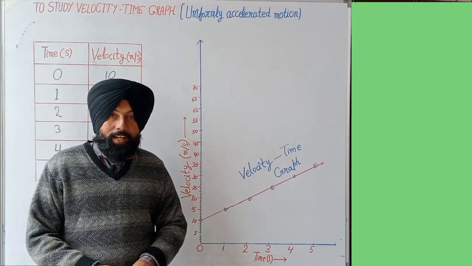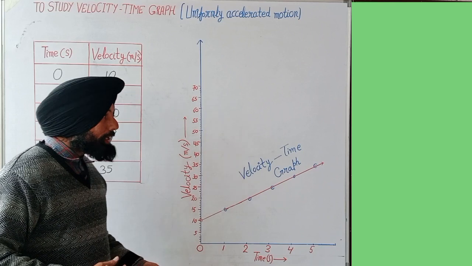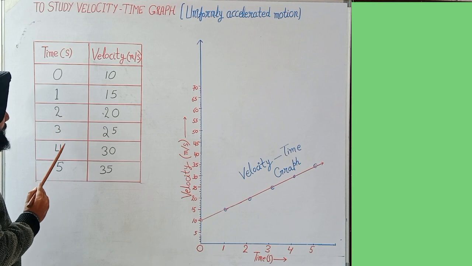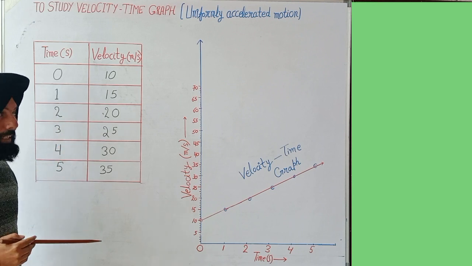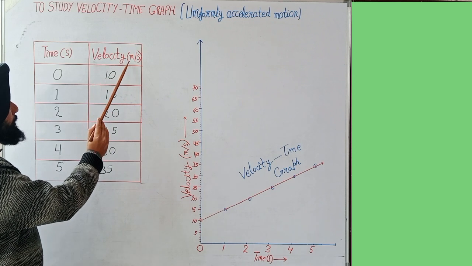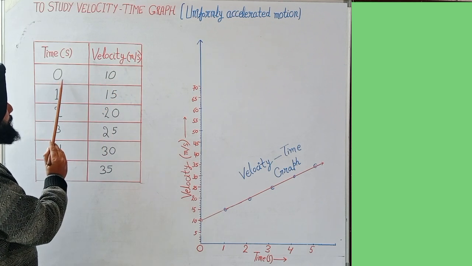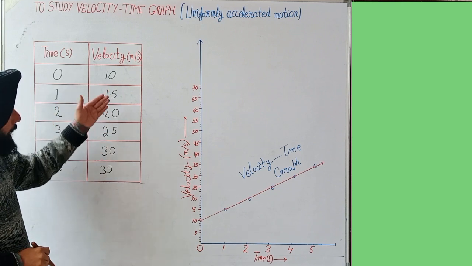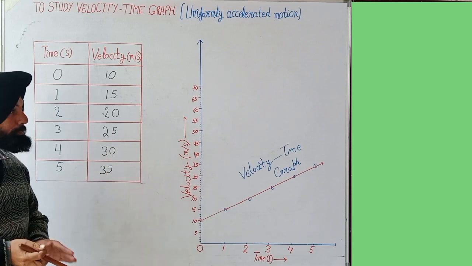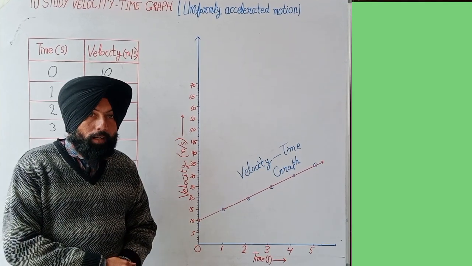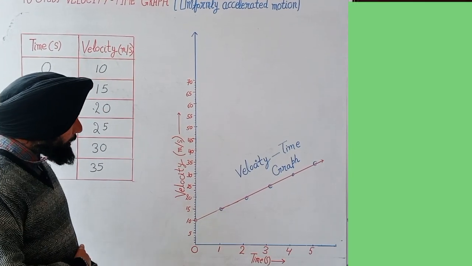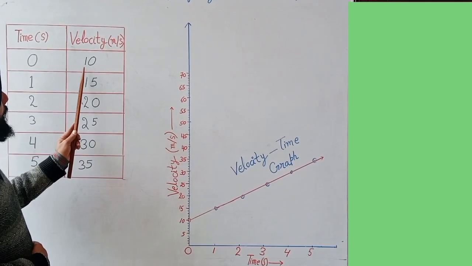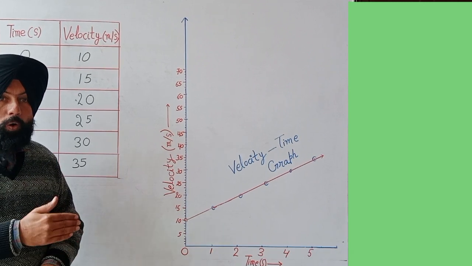Now students, after calculations, I have written the values of time 0, 1, 2, 3, 4, 5 seconds and velocity in meter per second: at time 0, 10, at 1, 15, and the rest also I have written. Now we are plotting the graph for these values. When the time is 0, initially velocity is 10 meter per second, it is already given.